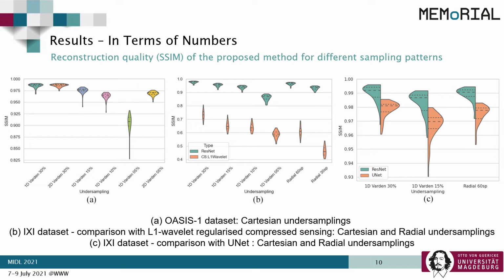The first figure shows different levels of Cartesian sampling, where we can see that the framework could handle all except one undersamplings really well, even for 2D variable density sampling of 5% of the K-space, which can result in an acceleration factor of 20. In the second figure, the results of NCC1071 for different Cartesian and radial undersamplings are compared against L1 wavelet regularized compressed sensing reconstruction, and performed significantly better. In the third figure, we can see the results of our model compared against UNet for 3 different sampling patterns. Here also the proposed model performed significantly better than the UNet model.